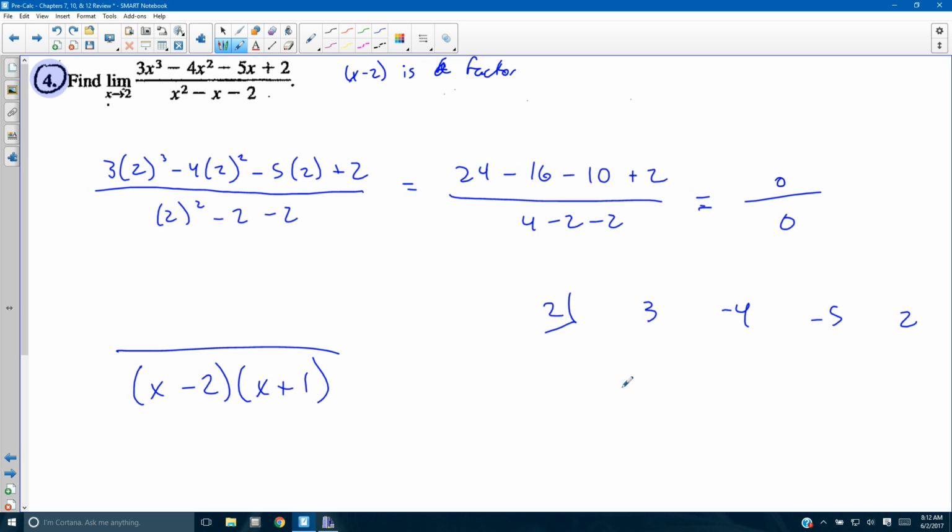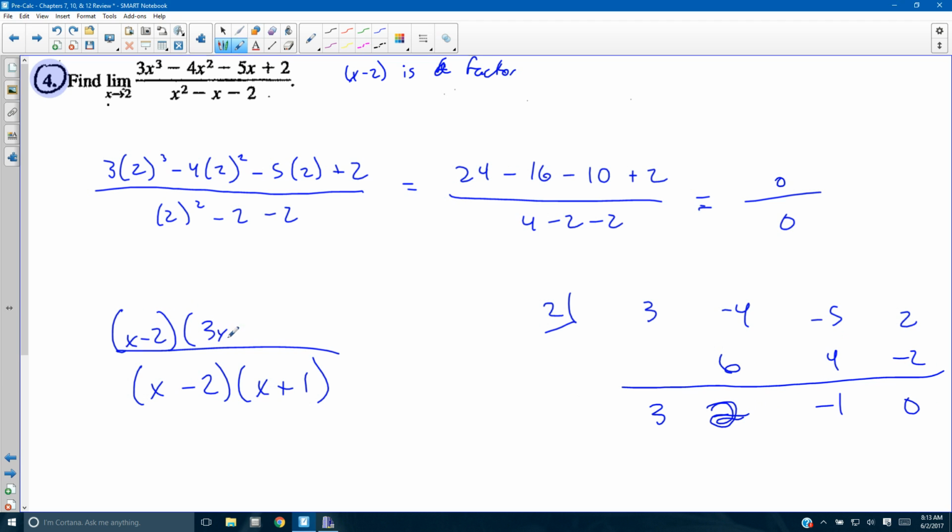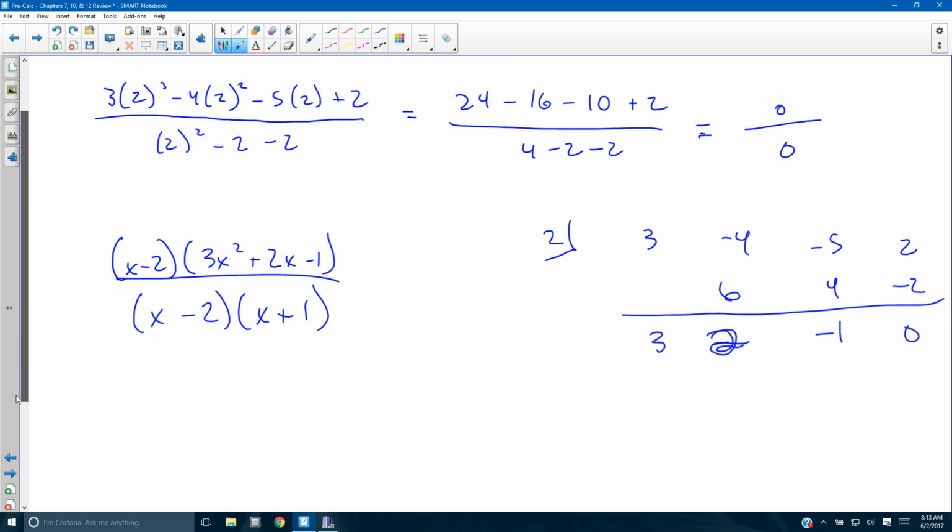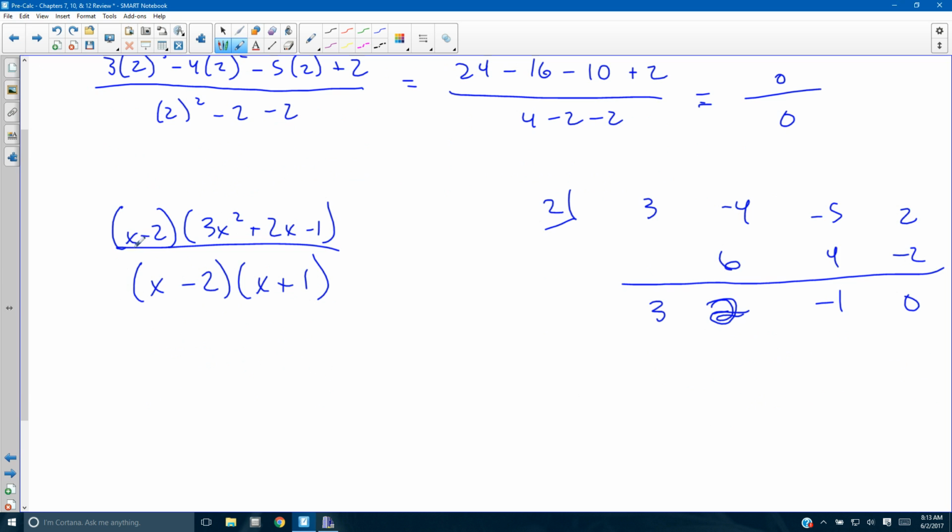You can use synthetic division or long division, and you can determine what the other polynomial, what the quadratic version of this polynomial should be. That's a positive 2. And it looks like it'll be x minus 2 times 3x squared plus 2x minus 1. Now, there's no requisite for this thing to factor. All we need to do is know this thing cancels. So this is the limit as x approaches 2 of this right here.